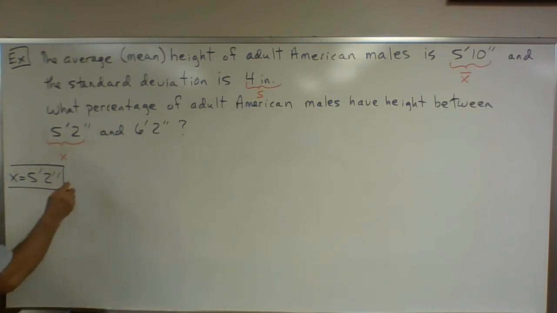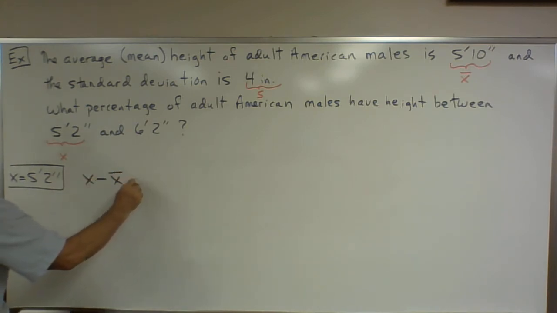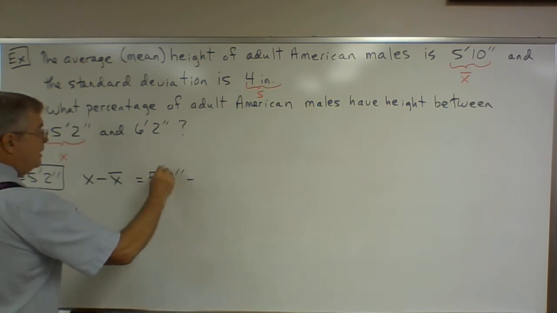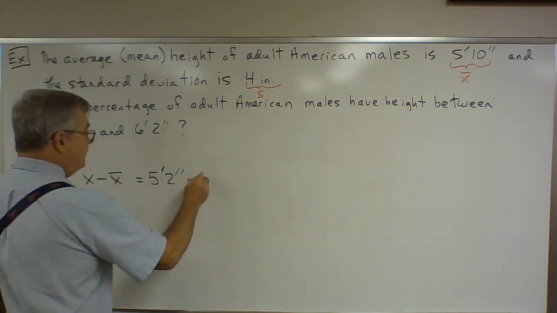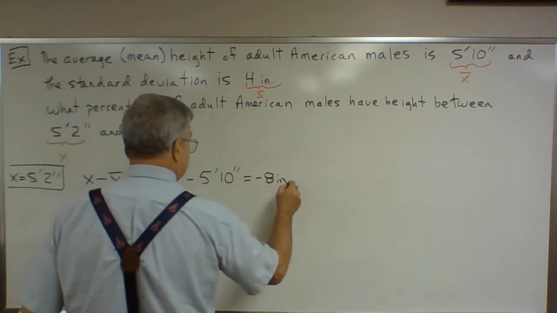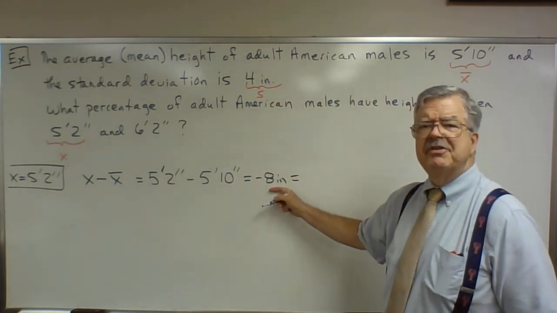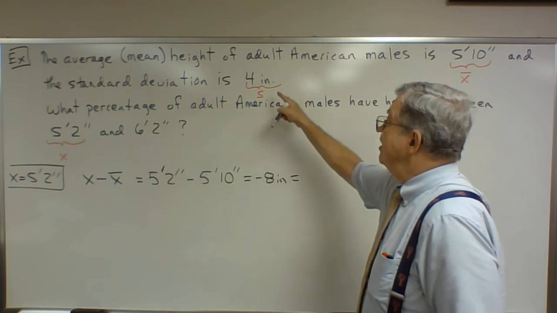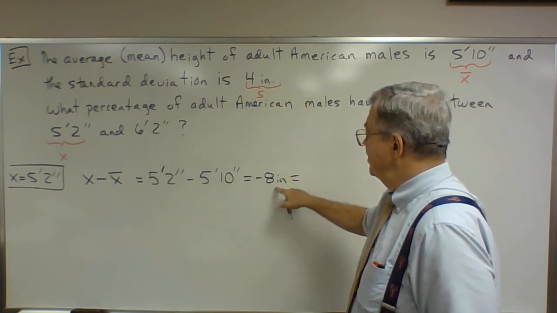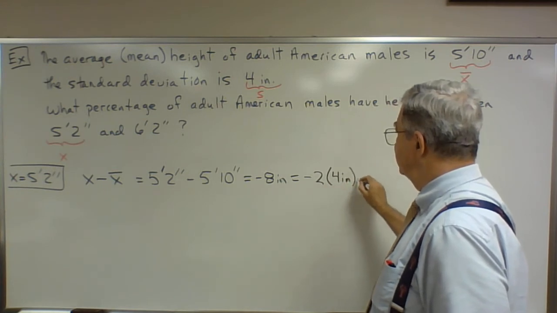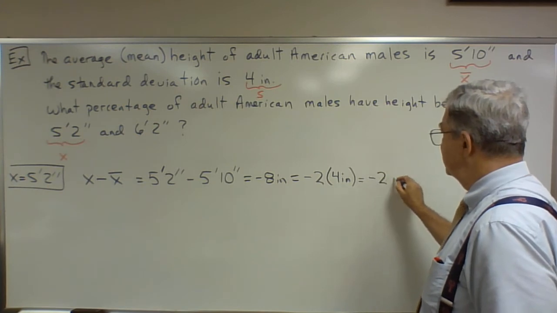And to do that, we said, let's compute X minus X bar. And that will give us 5'2", that's our X, minus X bar, 5'10". And that gives us negative 8 inches. But we didn't stop there. We took this negative 8 inches and we wanted to write it in terms of our standard deviation S. Our standard deviation is 4 inches. What is negative 8 inches in relation to 4 inches? Isn't that negative 2 times 4 inches? And that means it's negative 2 times S.